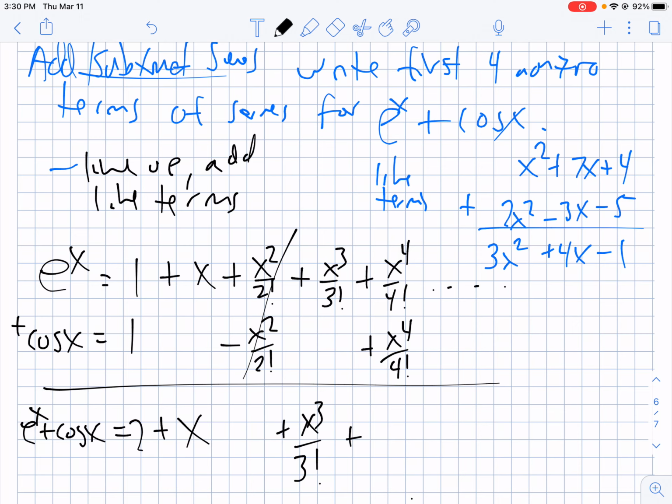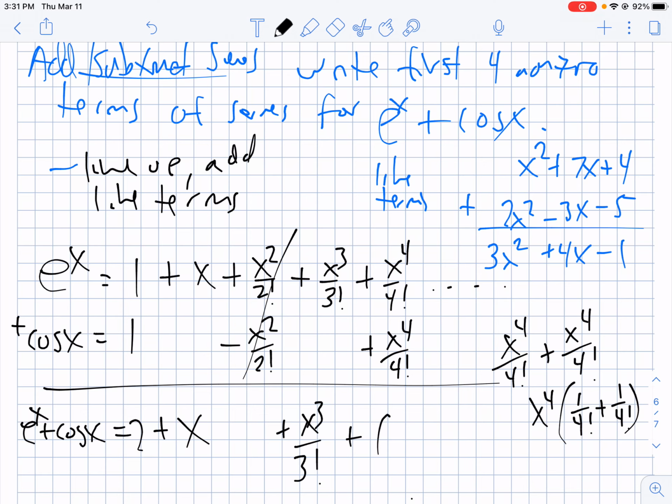Okay, now when you're adding these, so when you do x to the 4 over 4 factorial plus x to the 4 over 4 factorial, if it's the exact same, it's just like 2x to the 4 over 4 factorial. But you can also just factor it out, right? So this is x to the 4th times 1 over 4 factorial plus 1 over 4 factorial.